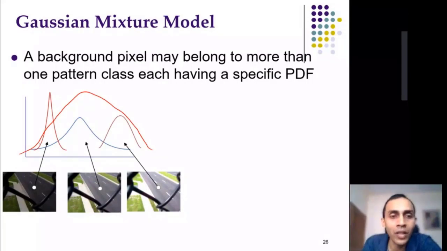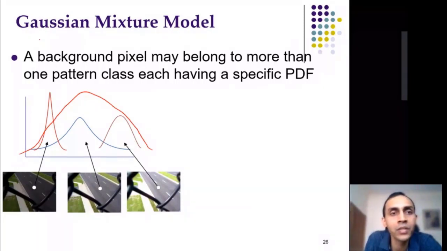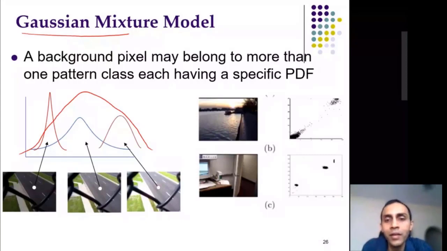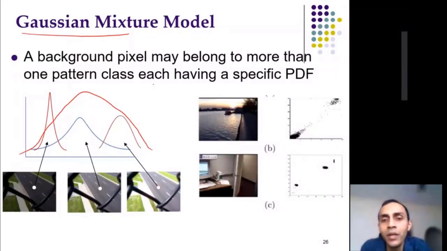But if you model them by separate Gaussians, that's why the method that we are going to discuss is called Gaussian mixture model. Basically, in this model, rather than modeling every pixel using just one Gaussian, we will try to keep a mixture of Gaussians. Another scenario where this may be needed.